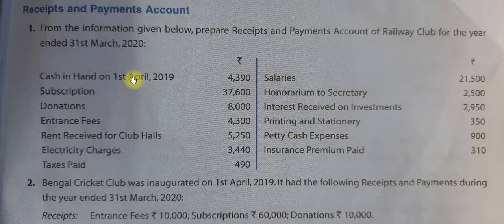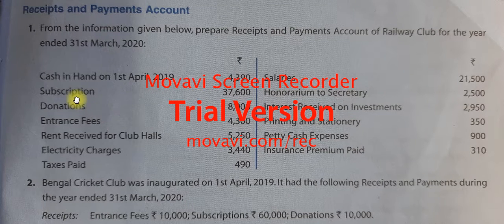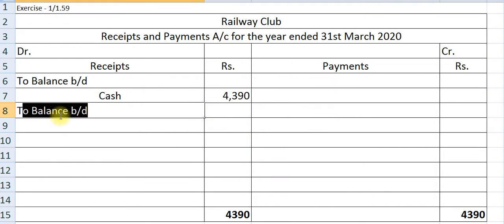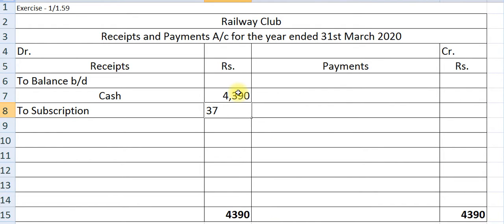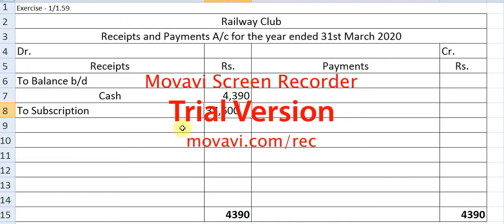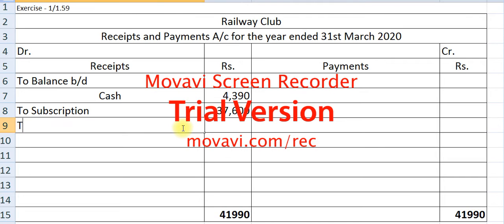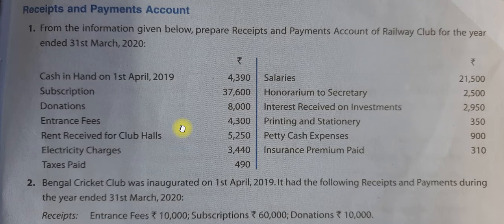So how much cash in hand? 4,390 rupees. Next, subscription. I already told you it is an inflow, revenue receipt. So we will enter under receipts, subscription. How much? 37,600 rupees. Next, donations, receipt. To donations, 8,000.